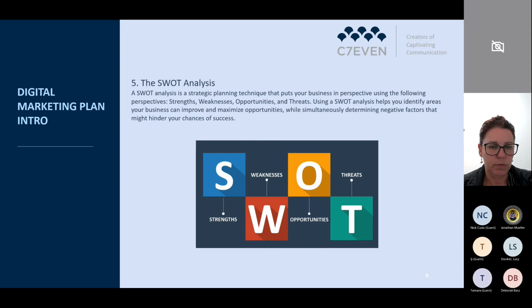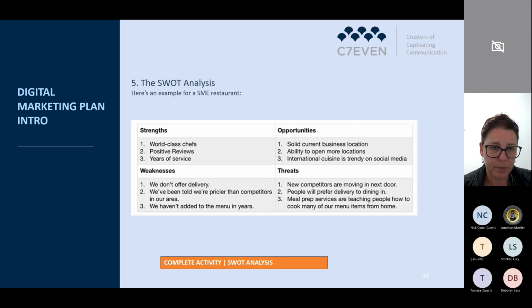So we'll go through this in a little bit more detail here. This is just an example to try and put this in context for you. Let's look at a SWOT analysis that a small to medium restaurant may complete. Their strengths may be seen as they've got world-class chefs on the books. They've got positive reviews, both online and in the restaurant, and they've got years of service under their belt. So they've got a very experienced team of staff.